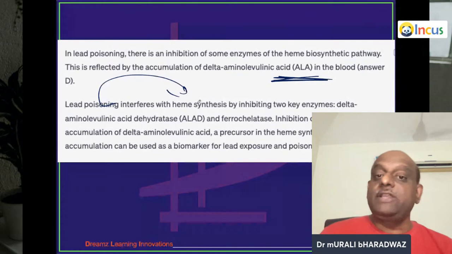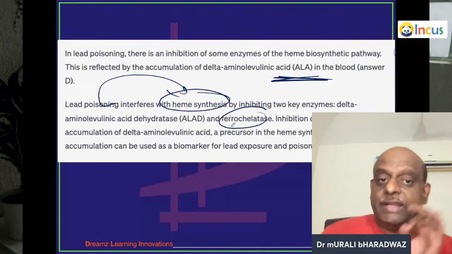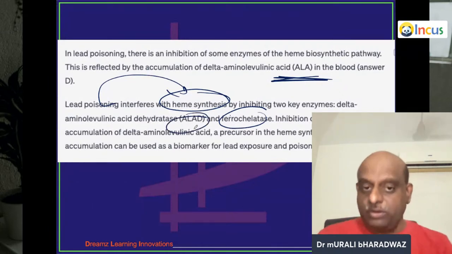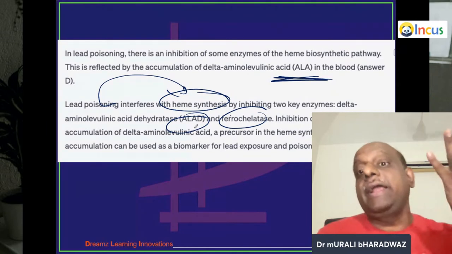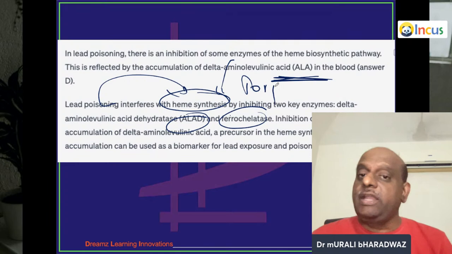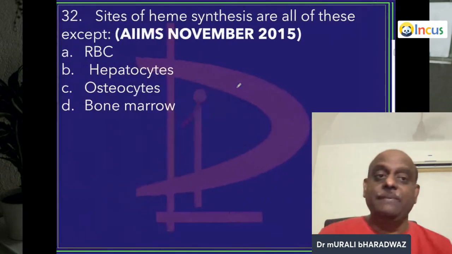Lead poisoning interferes with the heme synthesis. Mainly, what are the two enzymes? Lead inhibits ferrochelatase and ALA dehydratase. Please don't forget ferrochelatase, ALA dehydratase. Many times we discussed this. Tomorrow in INICET, if porphyria does not come, then my name is not Murali Bharadwaj.